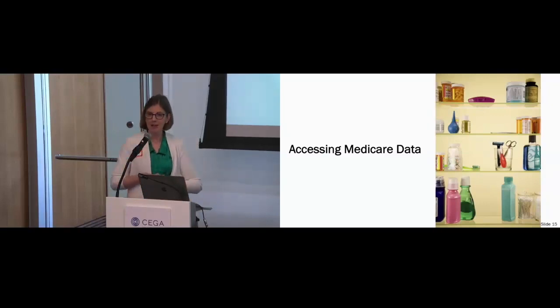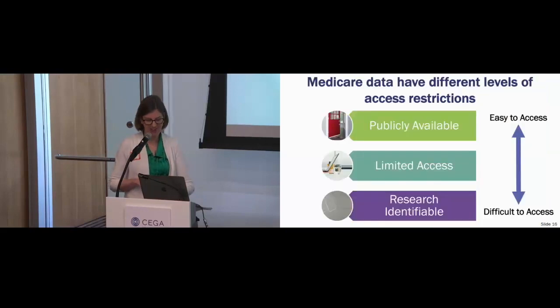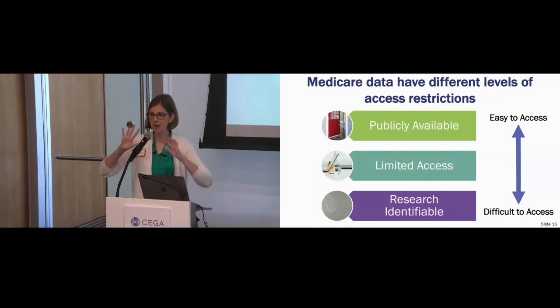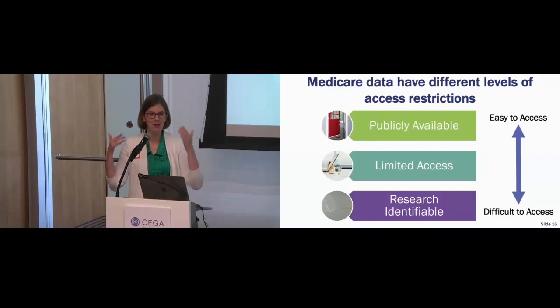Okay, so the really fun stuff, which has been my life for years, but especially in the last year, trying to get access to the data for that methadone paper. I think about Medicare data as having three different levels of access restrictions. First, the publicly available data: you could go right now to the website, click download, and you've got it. You're done. Well, now you have to go figure out what you're going to do with it, but you have it. It's the easiest to access. It's free. There are no barriers to getting it.